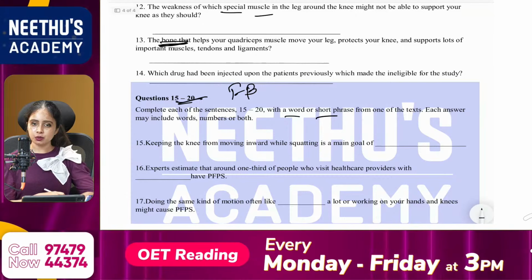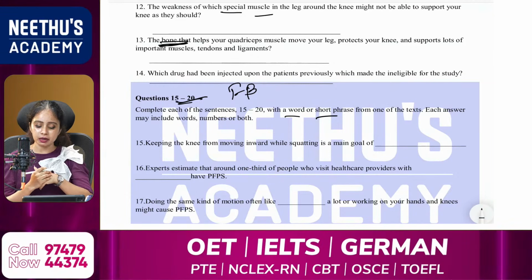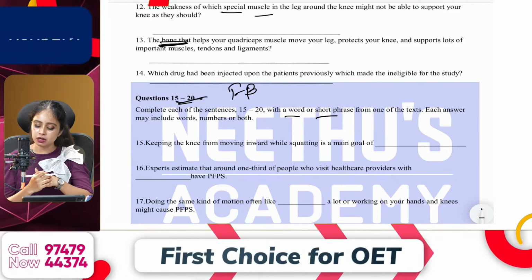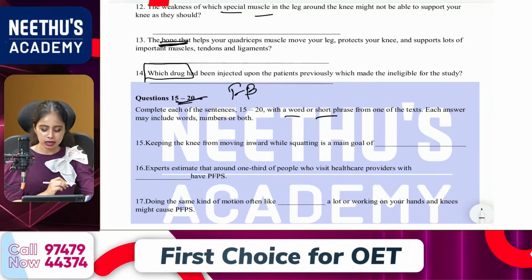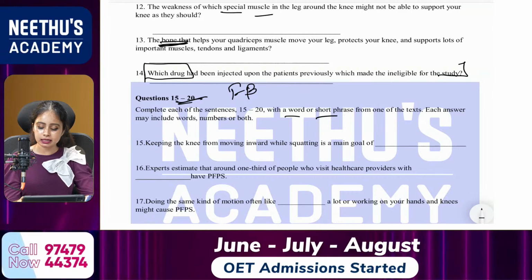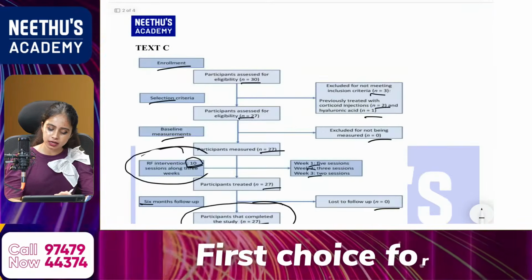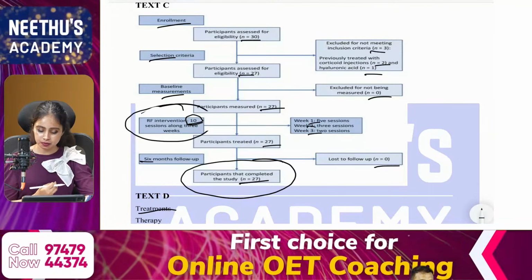Okay, then the last question from short answer. Which drug had been injected upon the patients previously which made them ineligible for the study? So we need the name of the medication, as well as the study. Where they have mentioned the study, it is in text C. So where is the name of the medication?